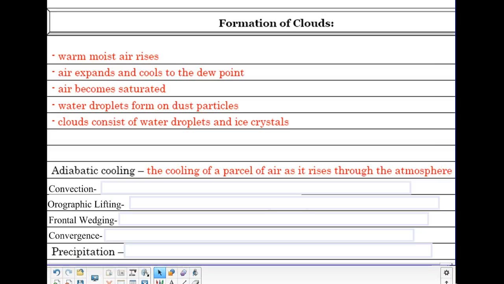Air is rising through the atmosphere, and as it rises, it cools because it's got less pressure around it. There are four ways that happens, four ways that air gets pushed up. One is convection, and we've seen convection before.